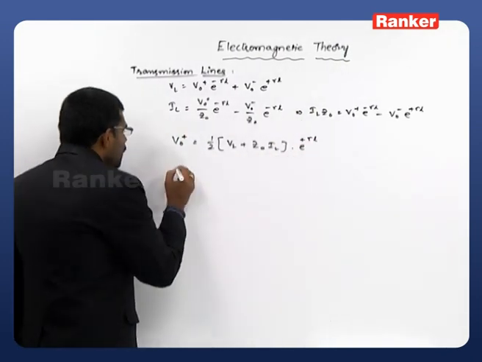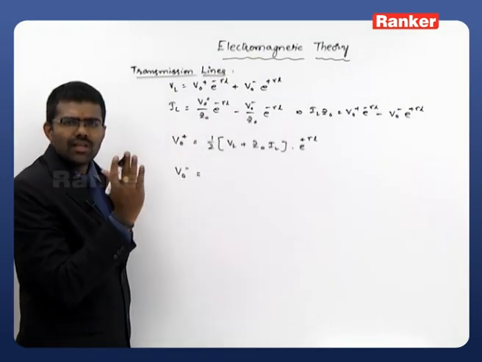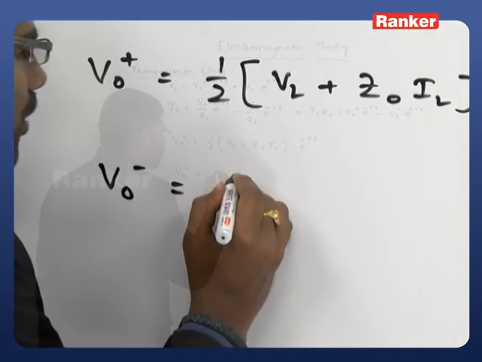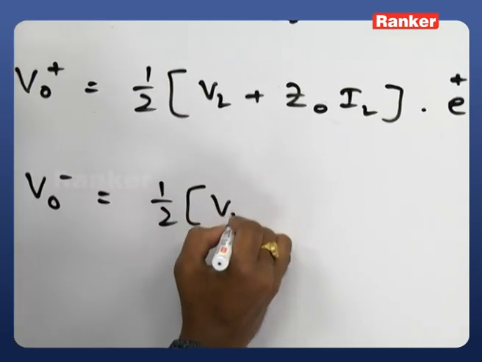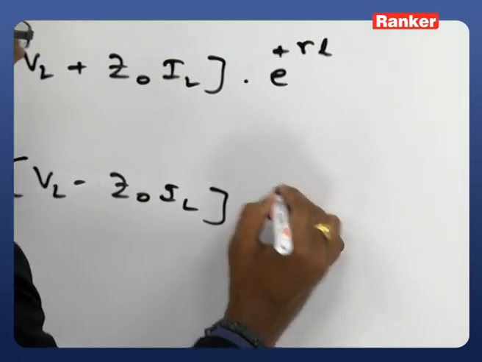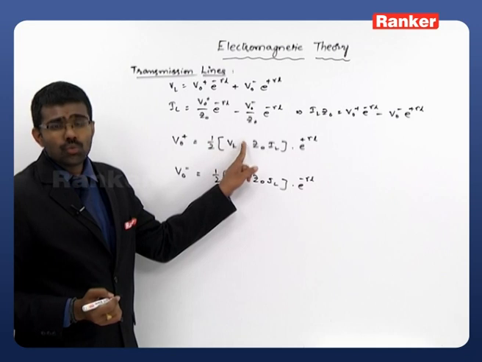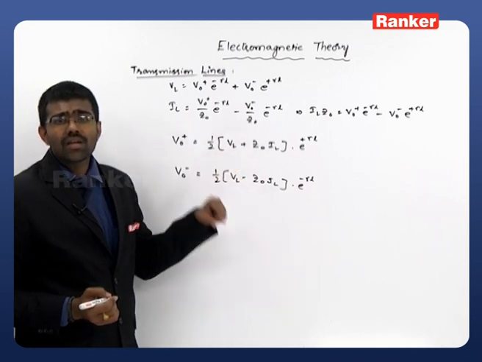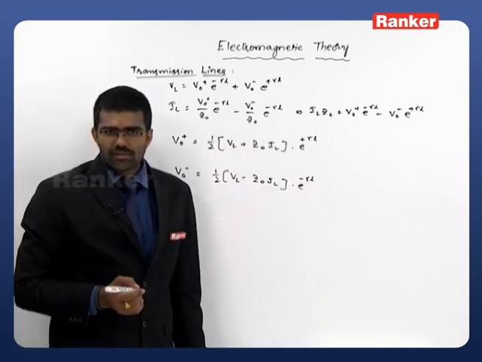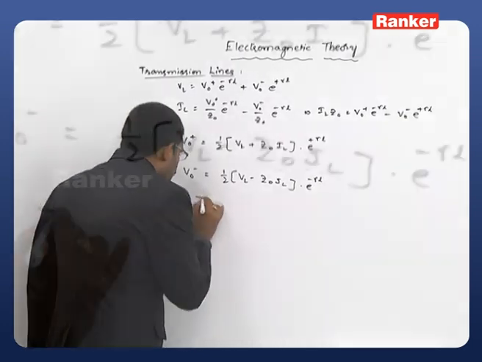And similarly you will get V0 minus, the voltage which is travelling in negative z direction, which equals 1 by 2 V_L minus Z0 I_L e power minus gamma L. These two quantities are required to derive our input impedance. Now once again go to the input impedance equation. What is our input impedance equation?